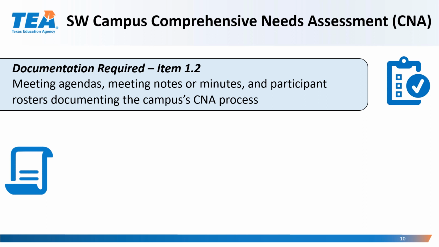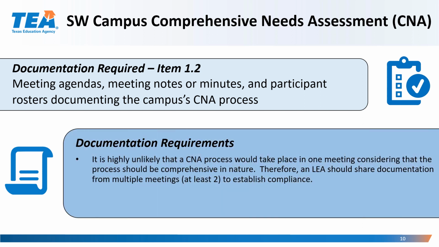The documentation required for item 1.2 includes meeting agendas, meeting notes or minutes, and participant rosters documenting the campus's CNA process. There are several documentation requirements that the LEA should be aware of. It is highly unlikely that a CNA process would take place in one meeting, considering that the process should be comprehensive in nature. Therefore, an LEA should share documentation from multiple meetings to establish compliance, which we would define as at least 2.